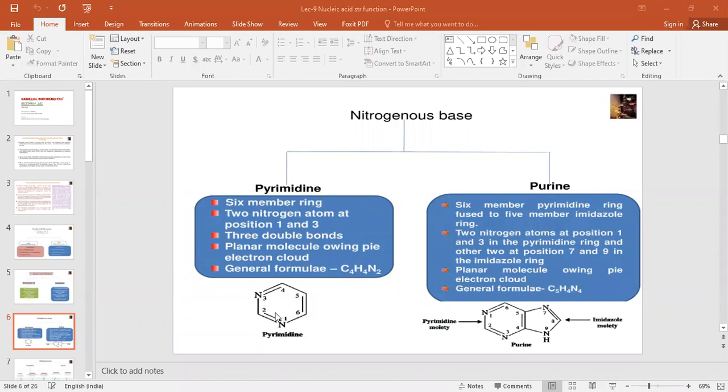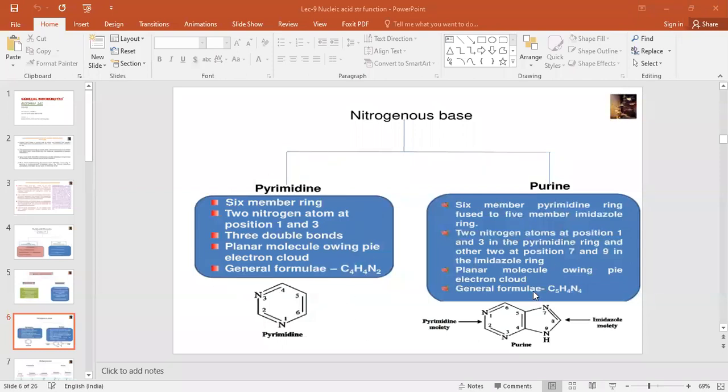And how to draw the structure? Remember this. From this nitrogen, N C N C C C. Just mug up these things. N C N C C C. This is the structure of pyrimidine. From the first one you give the number 1, and you go in a clockwise direction. This is about the pyrimidine.